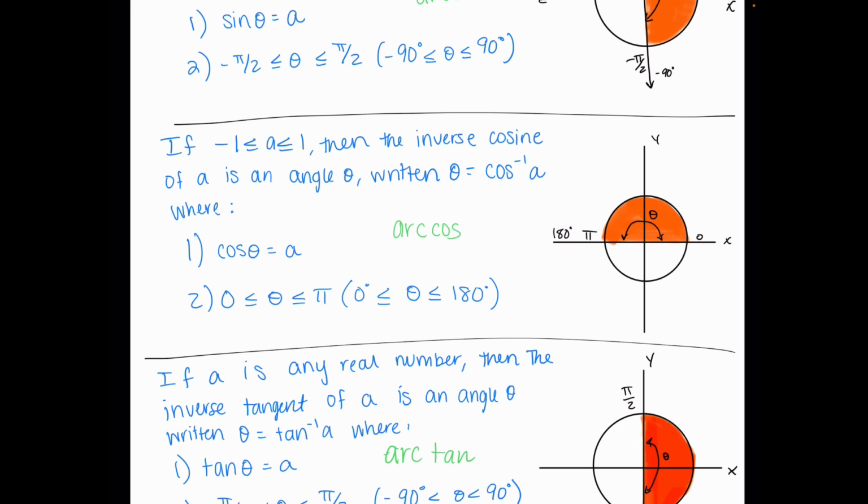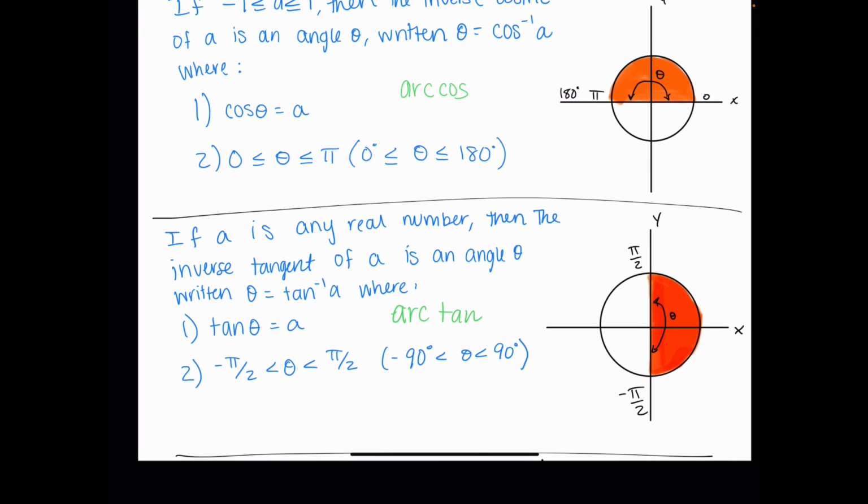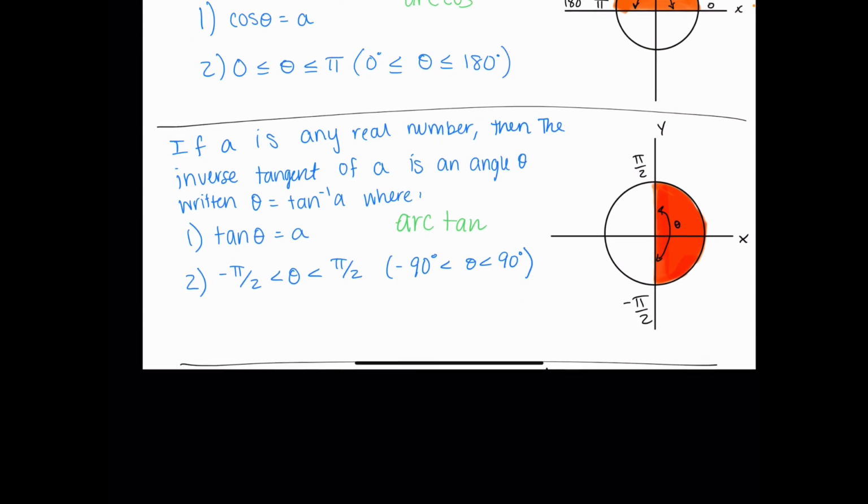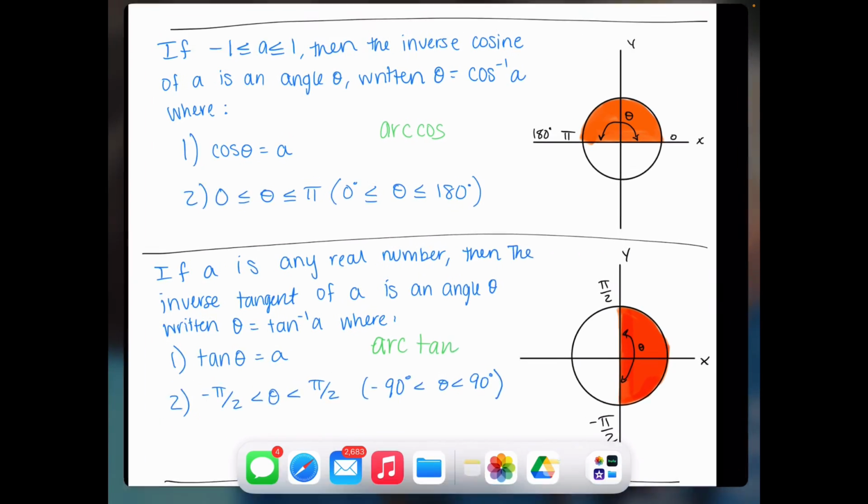Anyways, 0 to pi, or 0 to 180 degrees, so it's the top half of it. And you'll see again why it looks like this when we start doing examples, and it'll actually start to logically make sense. And then for inverse tangent, arc tangent, it is still on the right side. So sine and tangent, right side, cosine is the top.